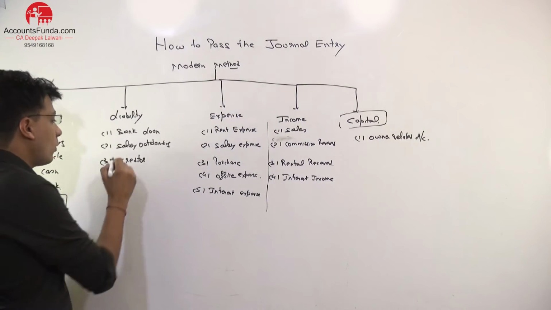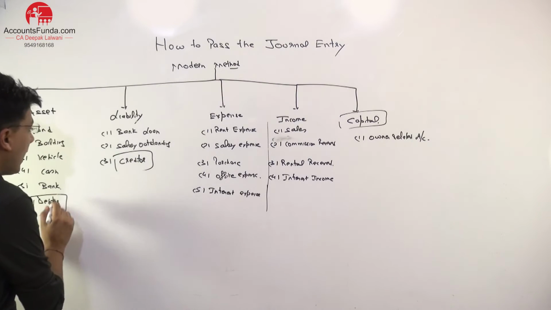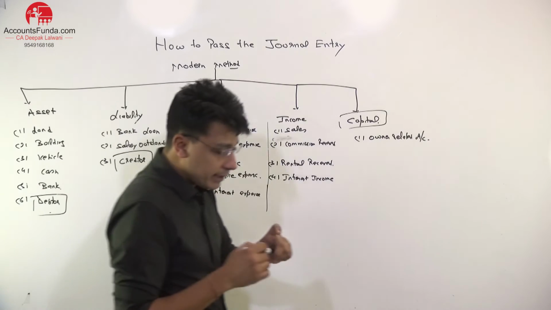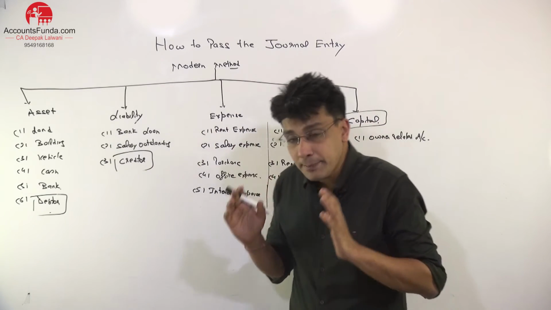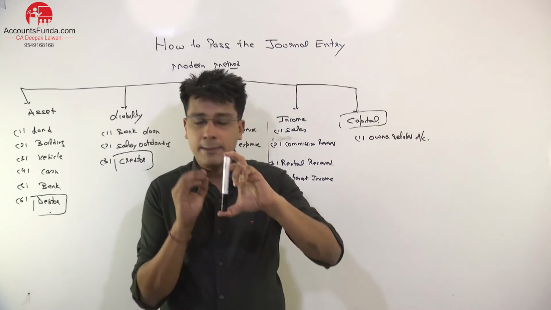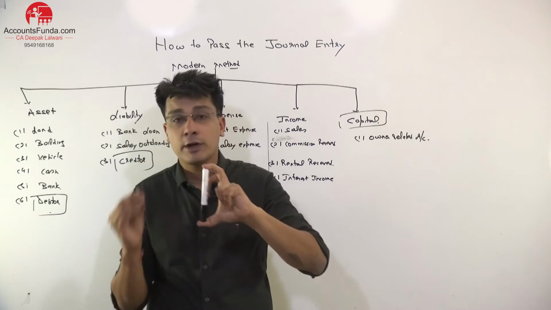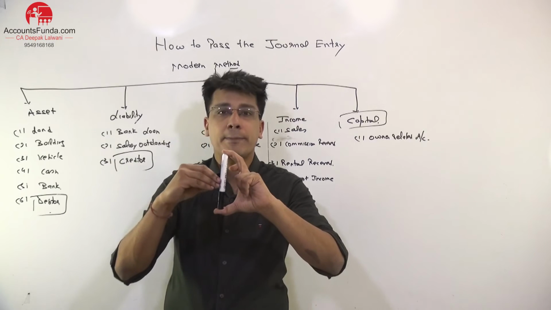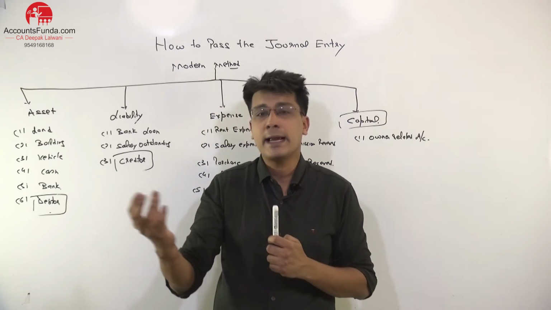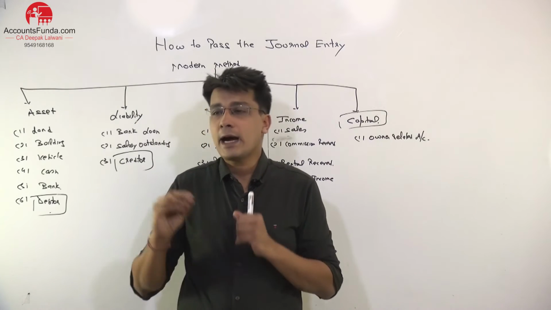Third is a creditor. What is a creditor? It's the exact opposite of the debtor. So what is a creditor? By the creditor we mean, if I purchase a good, I deal in the manufacture of the pen. So if I buy the ink for my pen, now let's suppose I'm manufacturing a pen and if I buy ink for my pen, now I have an option.